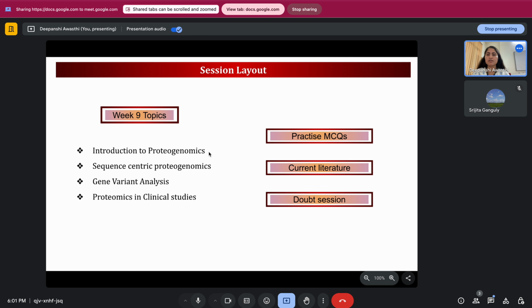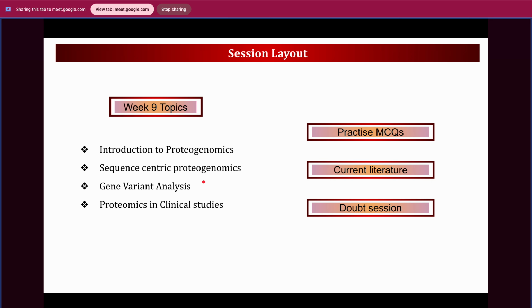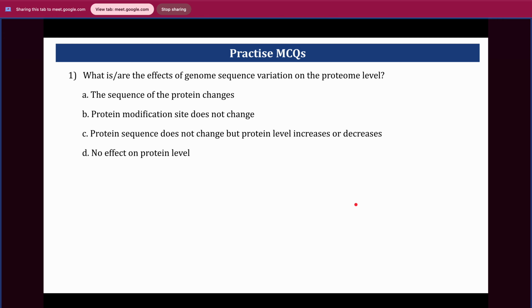Yeah, so in this session, we will be discussing the introduction to proteogenomics, and we will also read about sequence-centric proteogenomics, gene variant analysis, and the role of proteomics in clinical studies. In today's session, we will be mostly practicing MCQs, and with those MCQs, we will be looking into these topics as well, and we will look into the current literature. And if you have any doubts regarding the assignment, you can ask them also in between. Today's session will entirely be MCQ based.